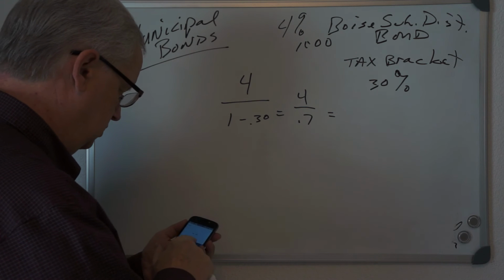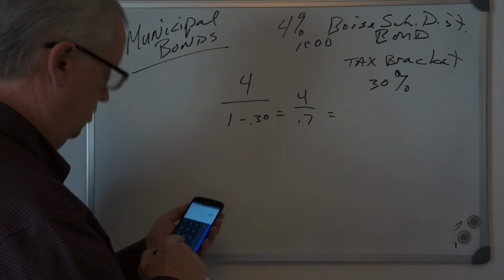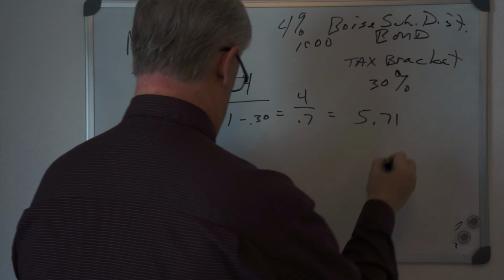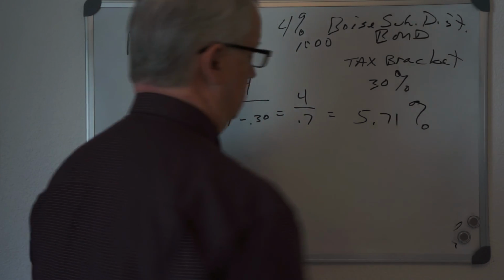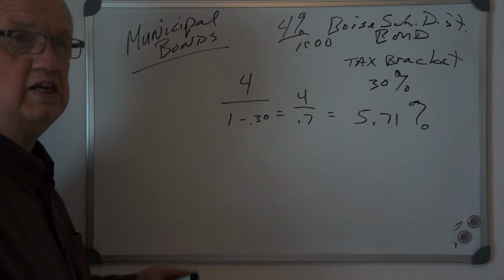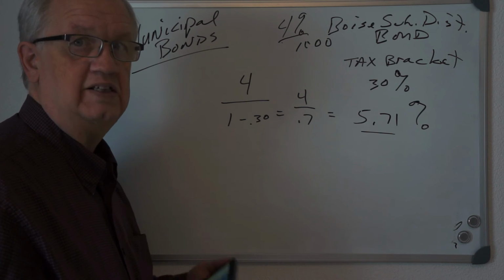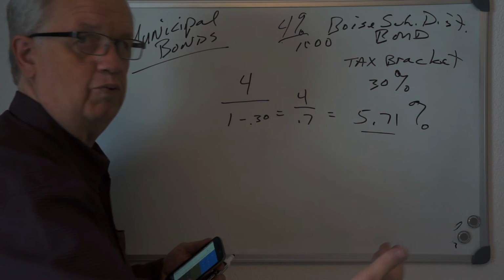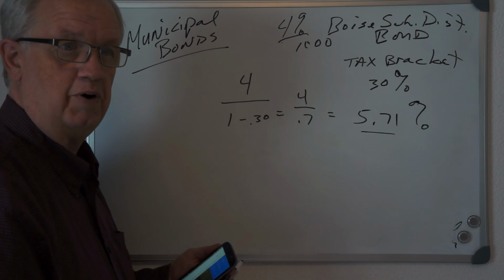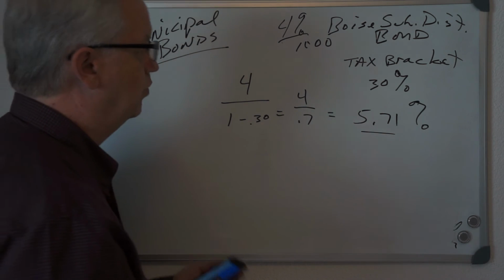So, let's take a look. We're going to go 4 divided by 0.7. 5.71%. This is saying this bond, tax-free, is equal to a bond that pays 5.71% that is taxable. We have a 5.71% bond, and we're going to get taxed at the 30% tax rate. What's going to be left in our pocket? $40. Just the same as that. So why do we want this calculation?